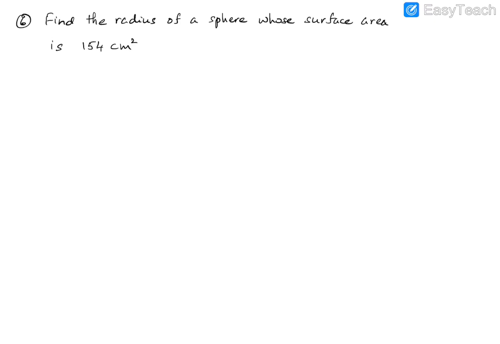So the next question is question 6 from exercise 11.2, where we are asked to find the radius of a sphere whose surface area is given. So the surface area is given to us and we have to find the radius. So let's write what is given. Surface area of sphere is given as 154 centimeter square. We are asked to find the radius of that sphere.